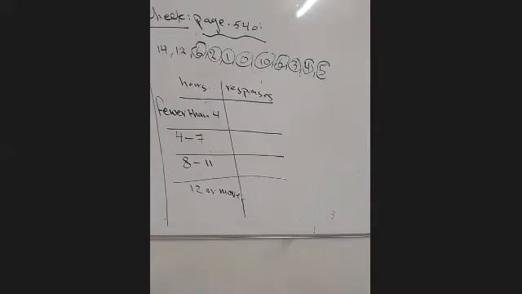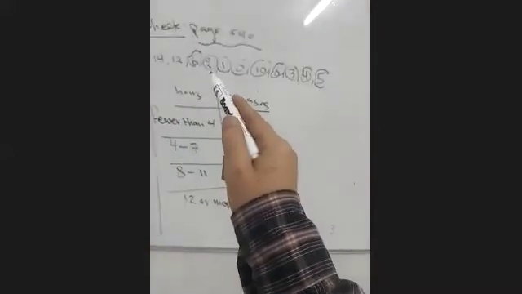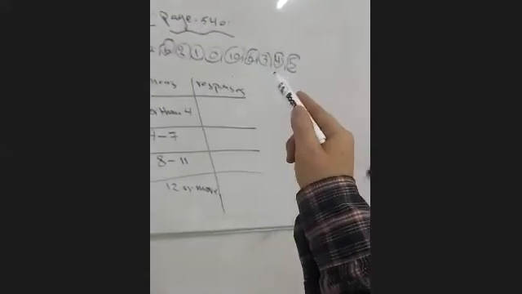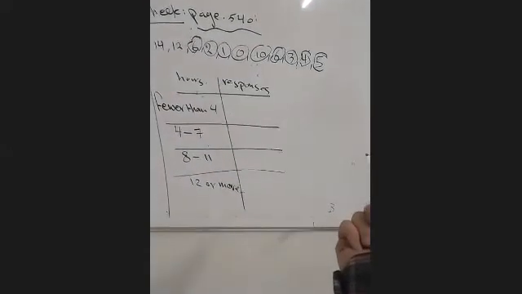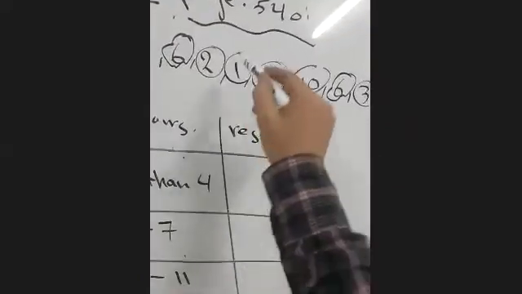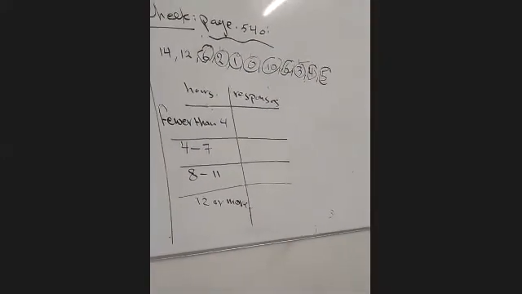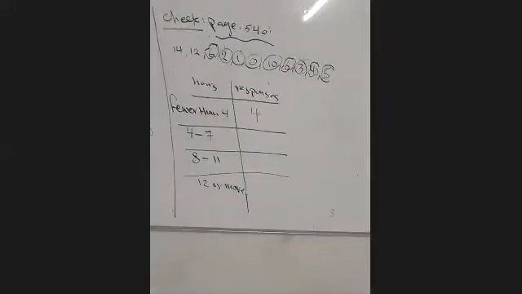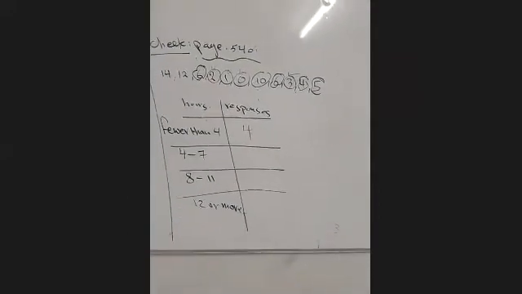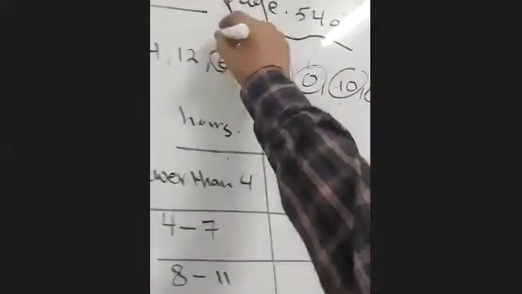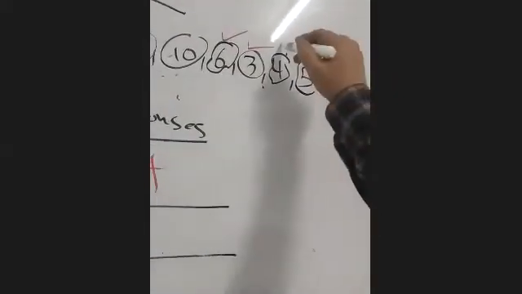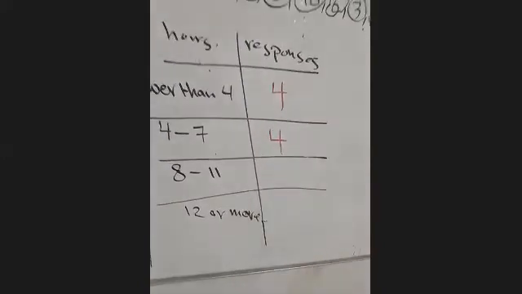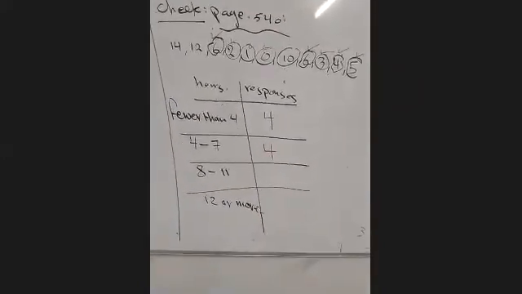The 1, 0, 2, and 3. Can we take 4? No, they want less than 4. So we have the 1, 0, 2, and 3. How many? 4 responses fewer than 4. But from 4 to 7, there are 6, 4, 4, and 5, so 4 again. From 8 to 11, there is only one, which is 10.